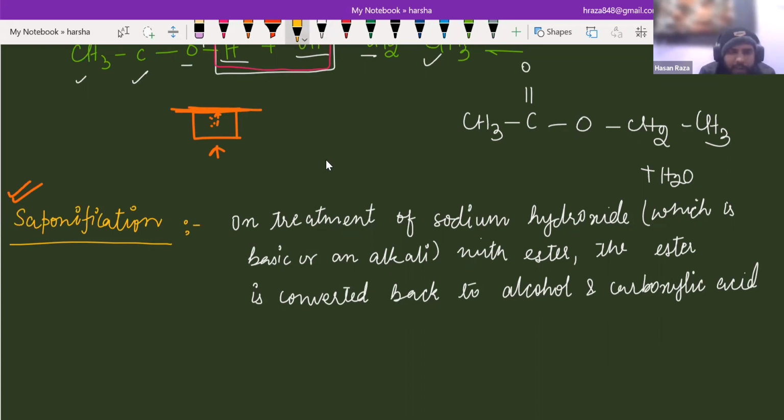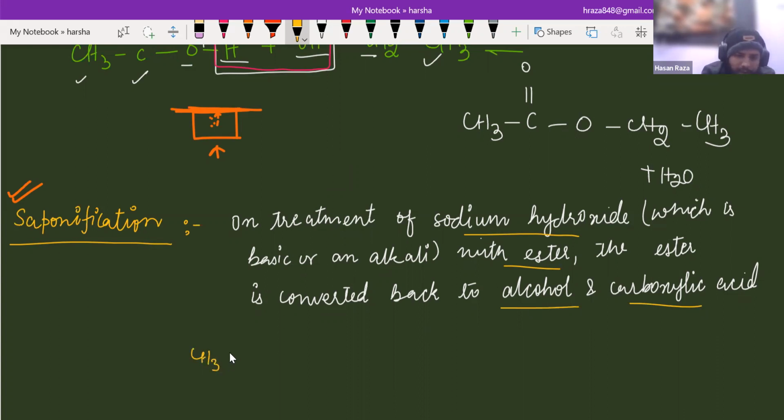So how do we form ester? When carboxylic acid reacts with alcohol, then ester forms, and the process is known as esterification, and the reaction occurs in acidic medium. Now if you react sodium hydroxide, which is base, with ester, then you will get alcohol and carboxylic acid back. So how will the reaction take place?